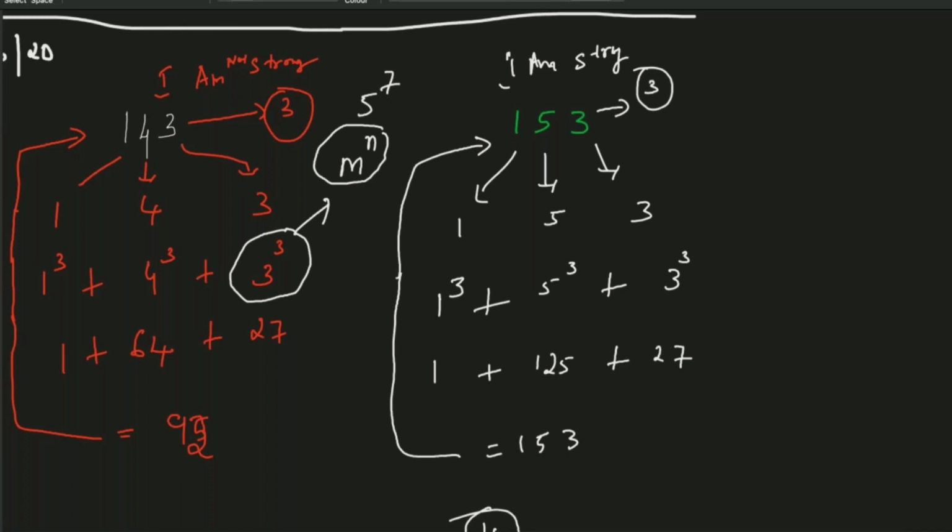So what is the final answer? I'll be getting 0. When 0 comes, I will stop it. That means the length of this number is what? 4, right? The length of this number is 4. Let us discuss about this one.